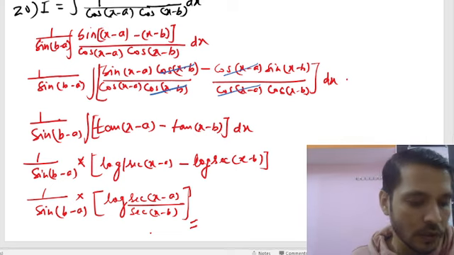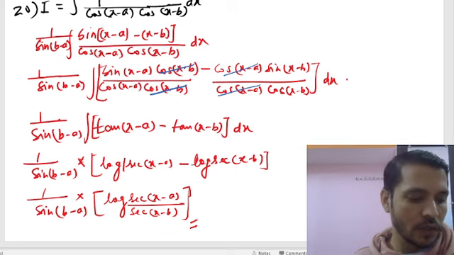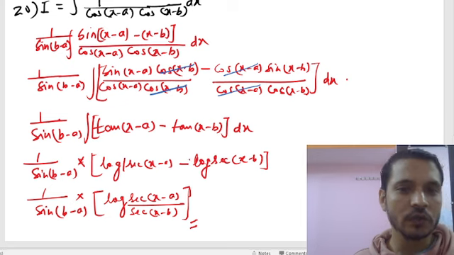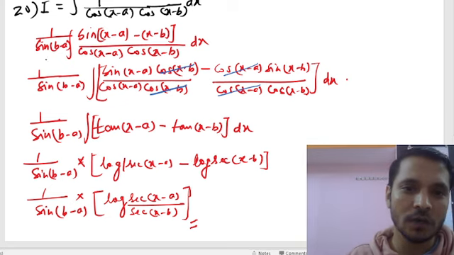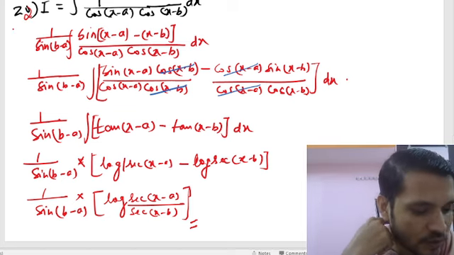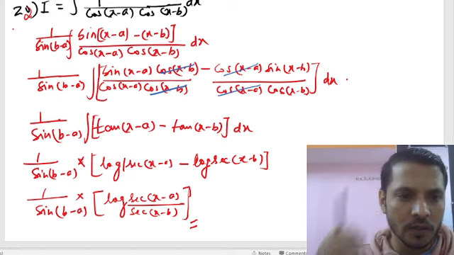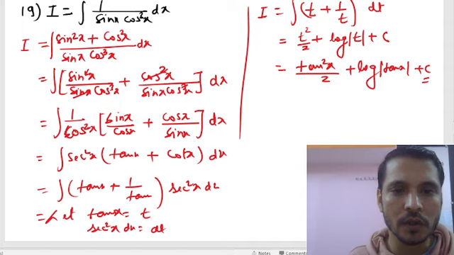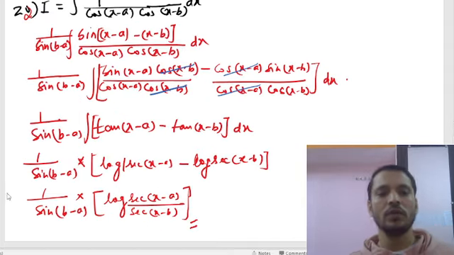It is actually question number 22 which I solved. We skipped question number 20. So 19 was done and 20 we have not done. After 19 I have solved 22.